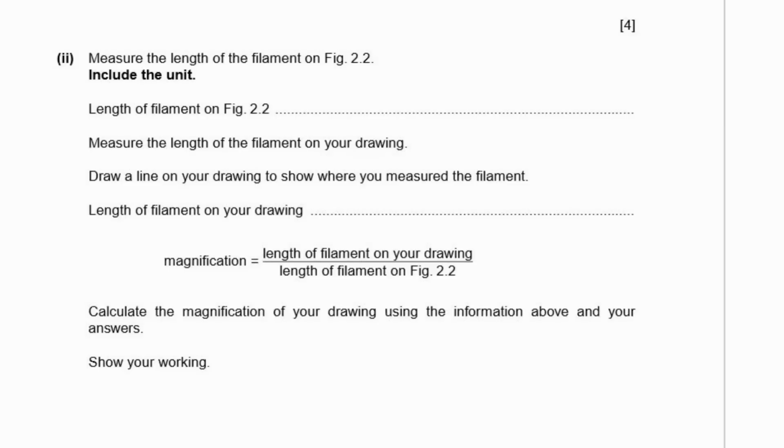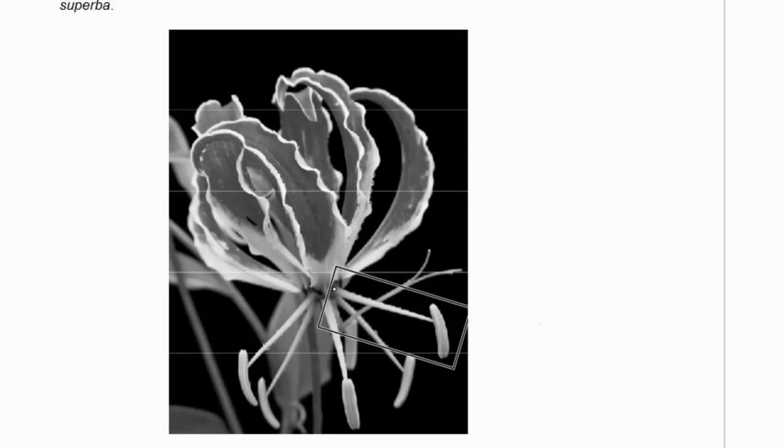2. Measure the length of the filament on figure 2.2 and include the unit. The reason why it says include the unit is it's better to do it in millimeters, but it's okay if you do it in centimeters. That's absolutely fine. So it wants you to take your ruler and measure the length of the filament. You want to make sure when you do your measurement that you've drawn on the line that you're measuring. Do it in pencil. I'm just doing it in red so you can see it better. Okay, draw the line and draw the start and end, and then measure along that point. Then they know what you measured.